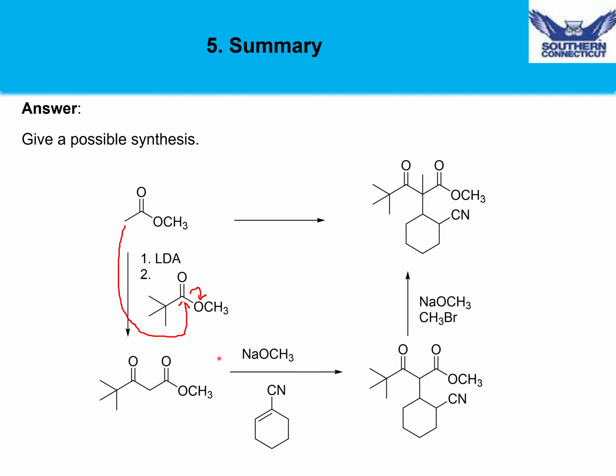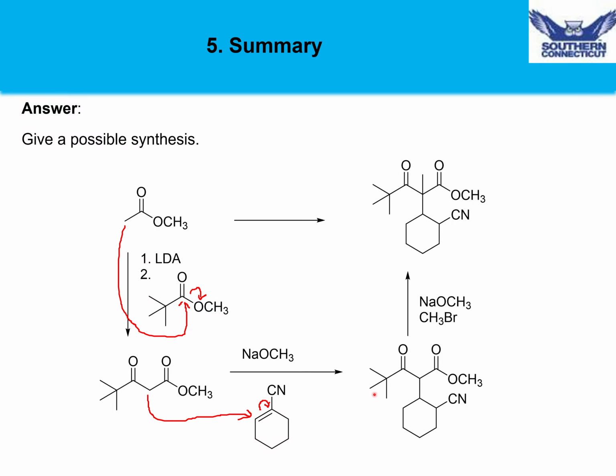If we add base to the beta ketoester, that should deprotonate the most acidic hydrogen, which is this one here. That would turn it into an enolate. And then we could add an alpha beta unsaturated nitrile through a Michael reaction. So the enolate will attack this carbon, get rid of the double bond, and turn it into an enolate-like structure here, which then gets protonated by water or some acid at the end of the reaction.